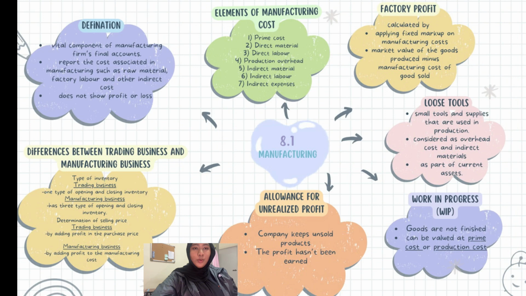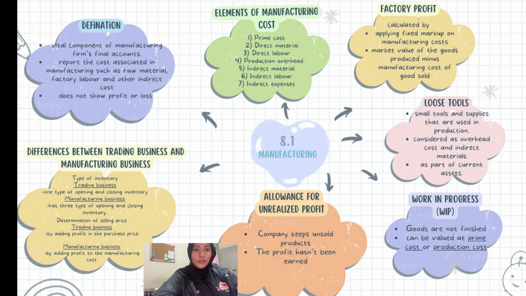So the next one is work in progress, also known as goods that are not yet finished. Work in progress can be valued at prime cost or production cost. If the work in progress is valued at prime cost, we need to show the adjustment of the different value of work in progress at the beginning and the end of the accounting period after the prime cost, which is the total of direct material, direct labor, and direct expense, and before we add the production overhead. But if the work in progress is valued at production cost, we need to show the adjustment of the opening and closing work in progress after the prime cost and production overhead, but before we add production factory profit.